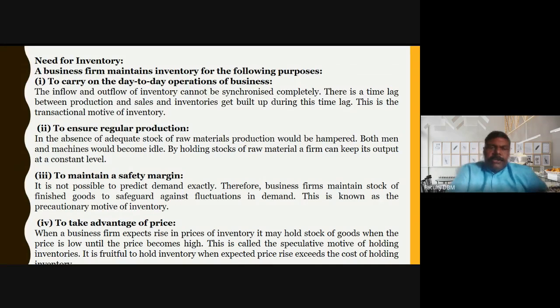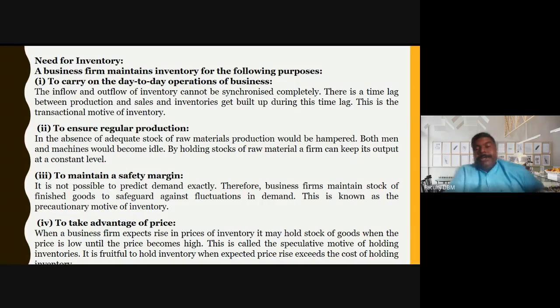Inventory is also needed to ensure regular production. In the absence of adequate stock of raw materials, production would be hampered. Both men and machines would become idle. By holding stocks of raw material, a firm can keep its output at a constant level. So if production is to be regular and continuous, we compulsorily need the materials in hand. So we need a stock of materials so that we can have regular production.